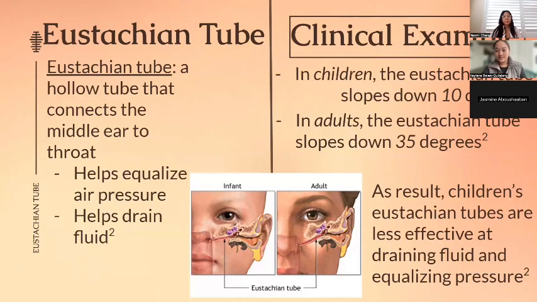Next, the eustachian tube is a hollow tube that connects the middle ear to the throat. It works to equalize pressure between the ear and the environment as well as draining fluid. In children, the eustachian tube slopes down only 10 degrees, whereas adults' eustachian tube slopes down 35 degrees. Because of this, children's eustachian tubes are less effective at draining fluid and equalizing pressure, often leading to middle ear infections.